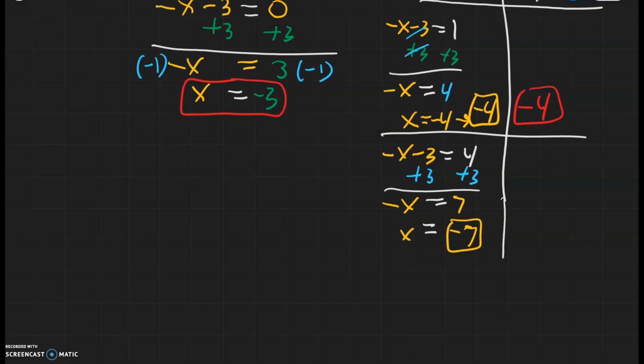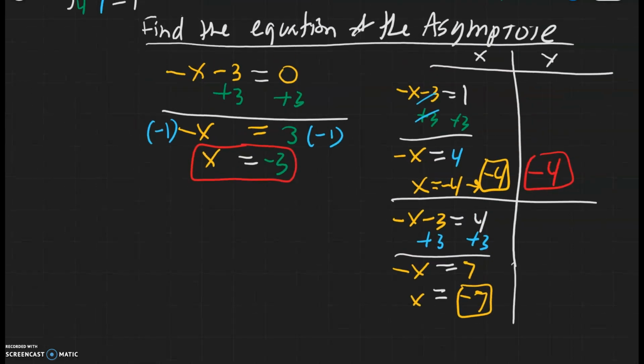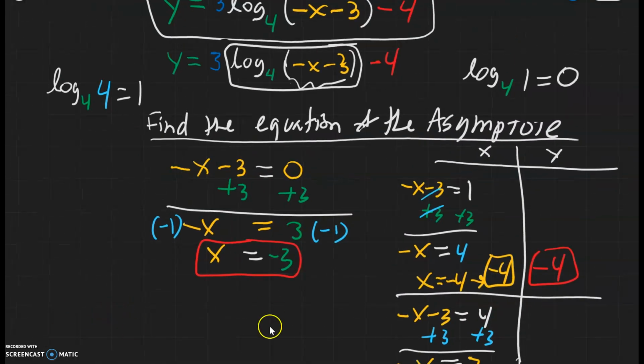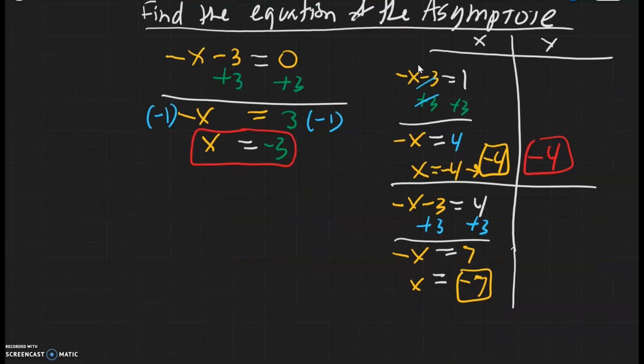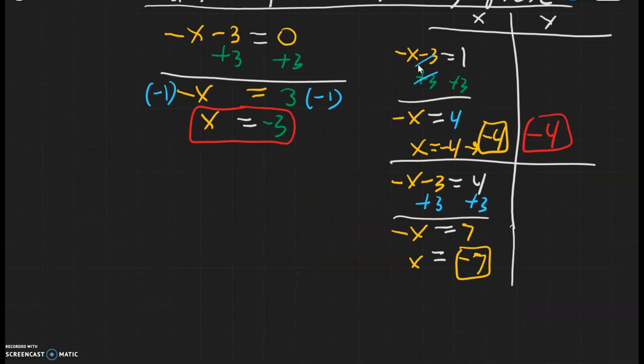So when we put a negative 7 in here, what we were trying to do, going back, was get this quantity to equal a 4, and it does. And if it equals a 4, then log base 4 of 4 equals 1. 1 times 3 is 3. 3 minus 4 is negative 1. So then my y value becomes negative 1. And now I have everything I need to make my graph.